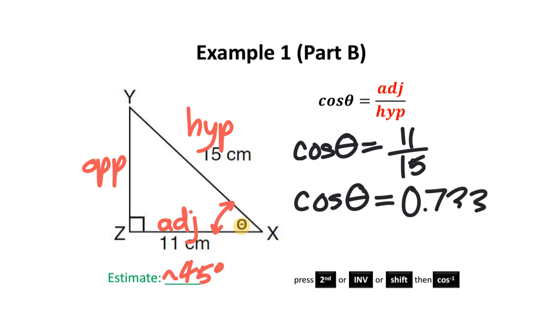Now, depending on your calculator, you may have to press this button first, then enter this number, or enter this number first, then press this button. Once you do that, you'll get approximately 42.9 degrees. Before doing any calculations, we estimated this unknown angle to be about 45 degrees since it looked like an acute angle. And after doing our calculations, we got something very similar. So theta is actually equal to 42.9 degrees.